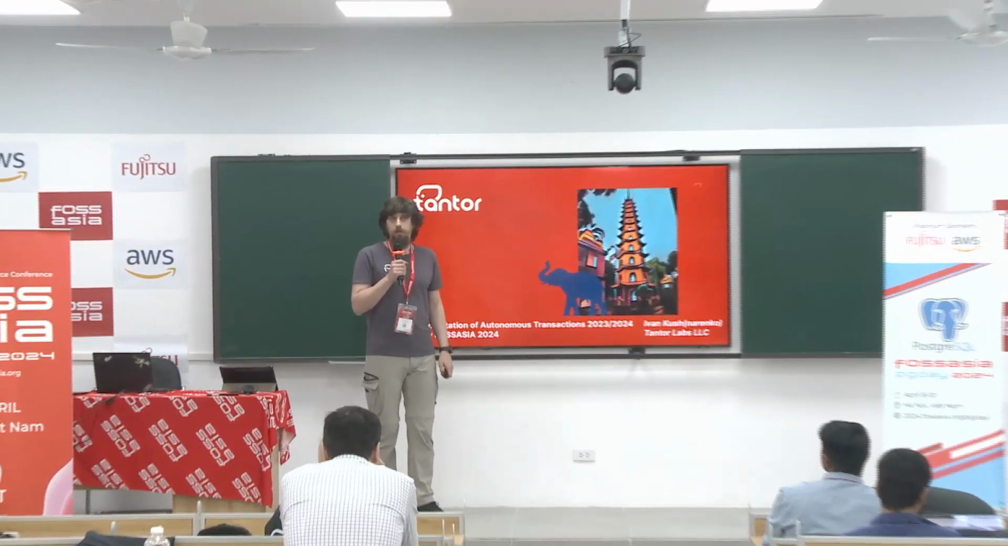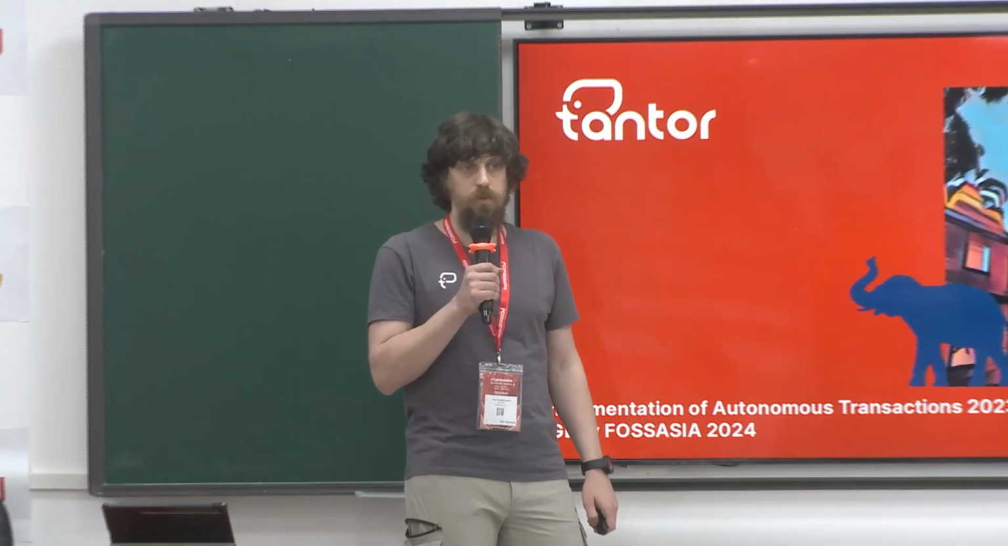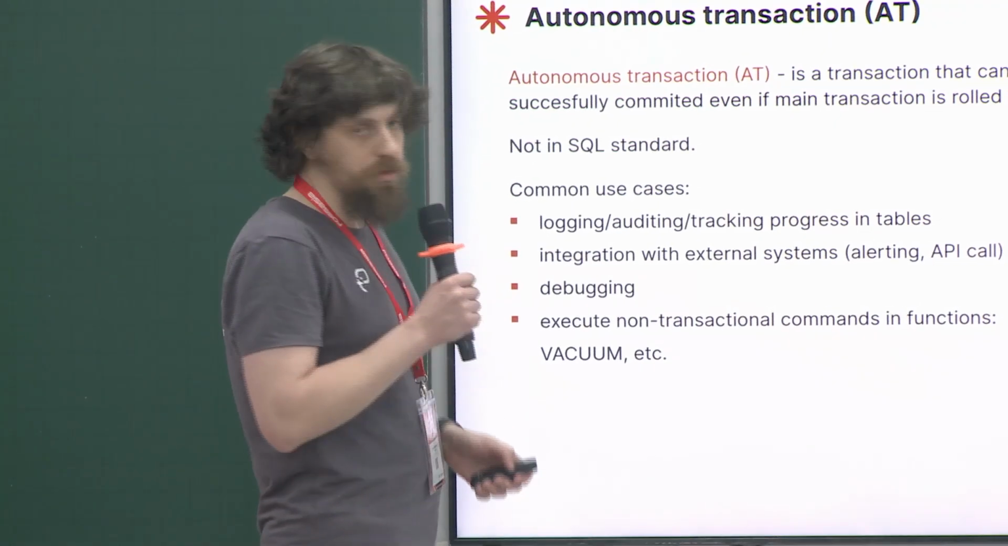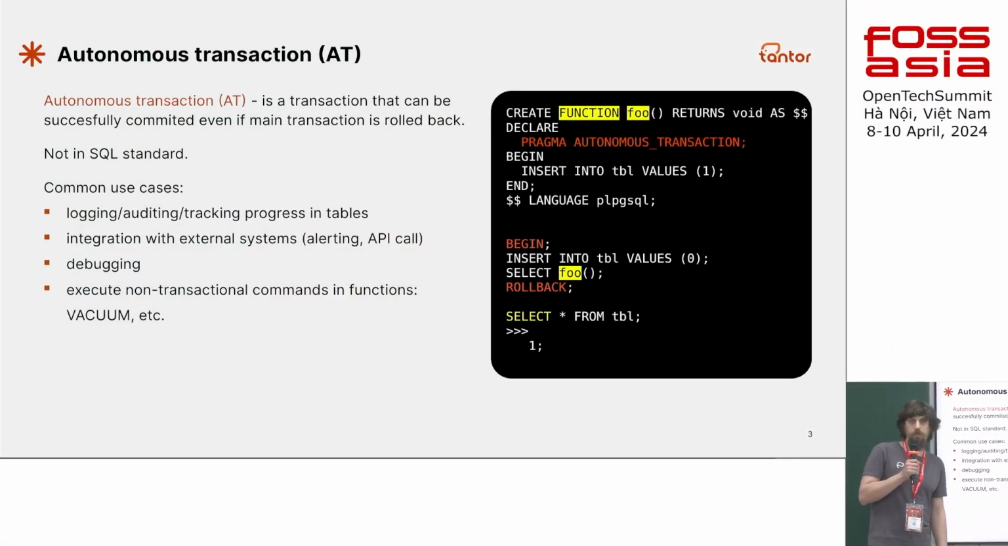In this talk, I'm going to tell you about one of the possible implementations of autonomous transactions. An autonomous transaction is a transaction that may be committed even if the main transaction is rolled back. They are not in the SQL standard, but many databases use them with their own syntax.